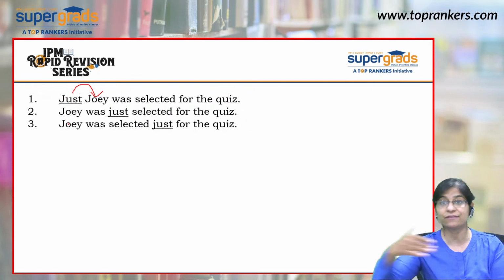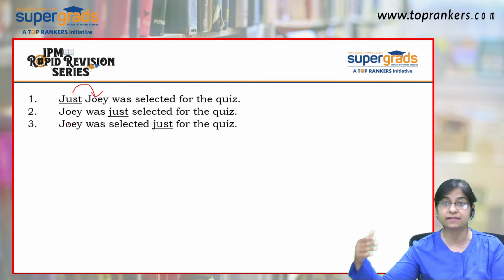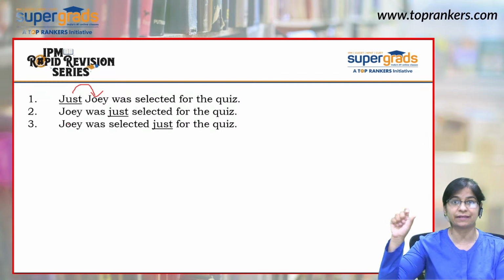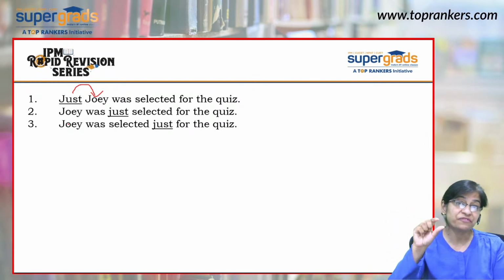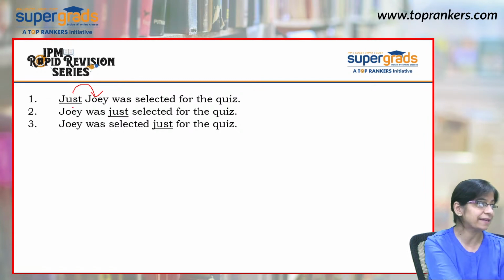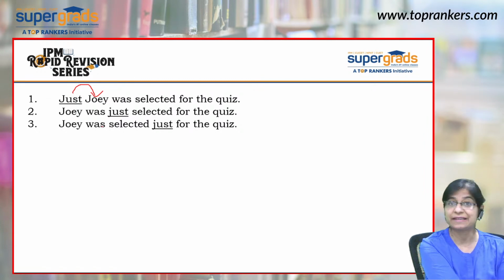That means, let's say there were five candidates or there were 10 candidates. Out of them, who was selected? Just Joey was selected. See, in order to modify Joey, I've placed just right next to it. Now let's look at the second one. Joey was just selected for the quiz.